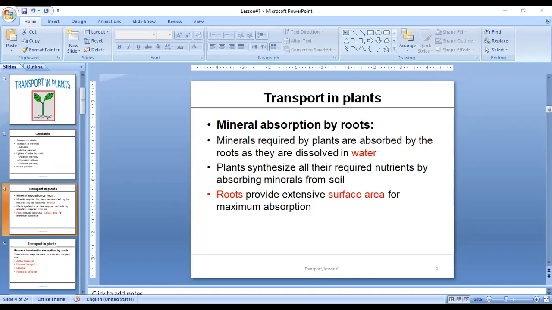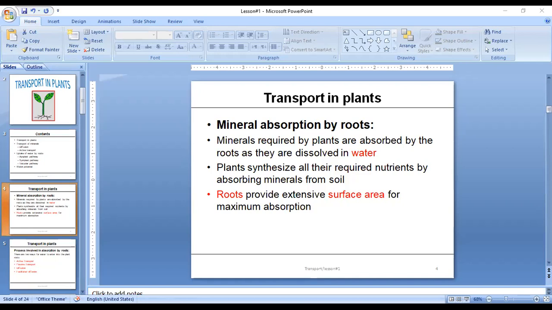Okay, mineral absorption in roots. How minerals, solutions, our soil water is present in the form of solution. Write down every point on the board, I will go over it after completing this presentation. Mineral absorption by roots. Minerals are required by plants.